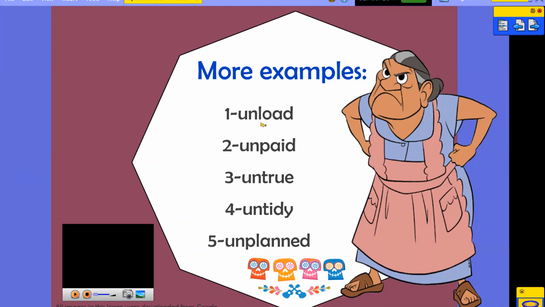Number 1, unload. 2, unpaid. 3, untrue. 4, untidy. 5, unplanned. As we said previously, un means not or don't. So here, if I say unload, it means I'm telling someone do not load. It means do not put something in another thing.